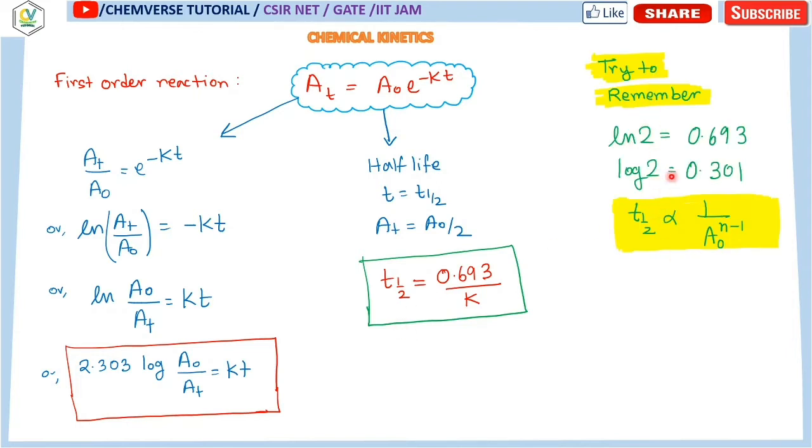Now over here, these are the points which you need to remember. For your calculation purpose, it will be much helpful if you remember the value of ln2 and log2. ln2 is 0.693, log2 is 0.301, and the expression for t half: t half is proportional to 1 by A0 to the power n minus 1. Now put n equals 1, so you will find A0 to the power 1 minus 1 is 0, so it will be independent of the concentration of A0. Now for other order reactions, just put n equals 0 for a zeroth order reaction, and you will find that t half is proportional to A0.